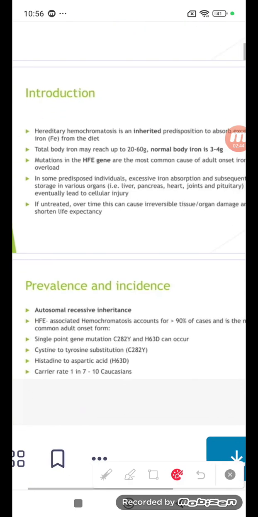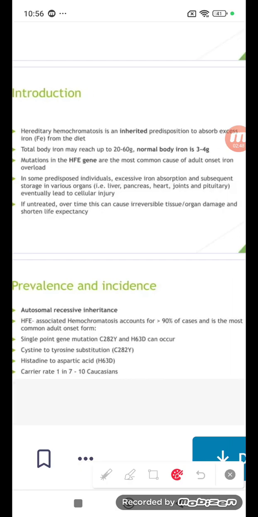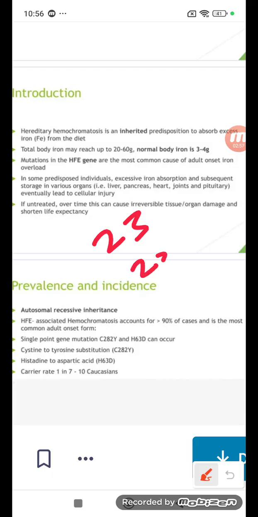So what are the prevalence and the incidence? First of all, just check this. It is autosomal recessive inheritance, not allosomal. In the human body, 23 pairs of chromosomes are present. Out of 23, 22 are autosomes and 1 is the allosome. So this is an autosomal disease, and HFE is associated with hemochromatosis, with more than 90 cases.